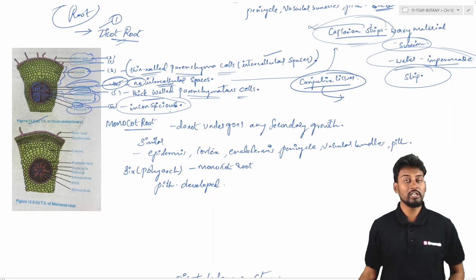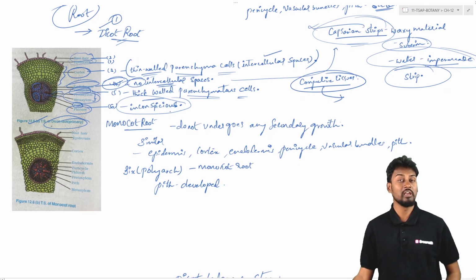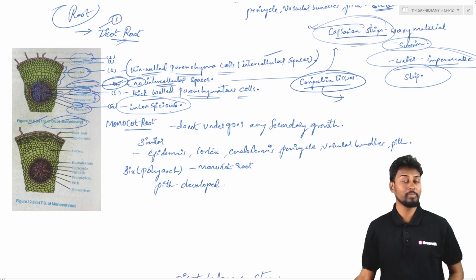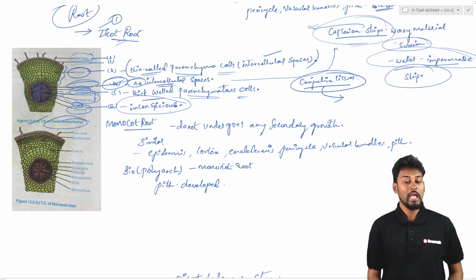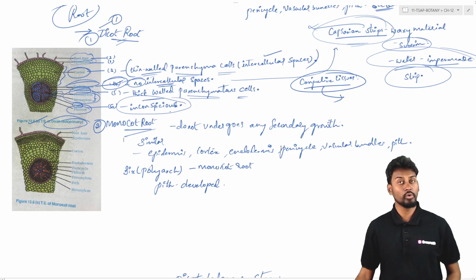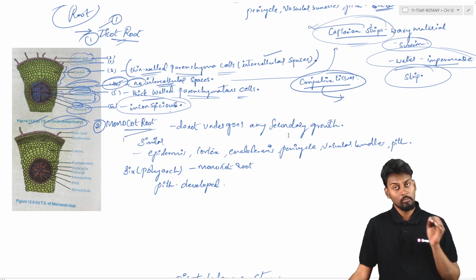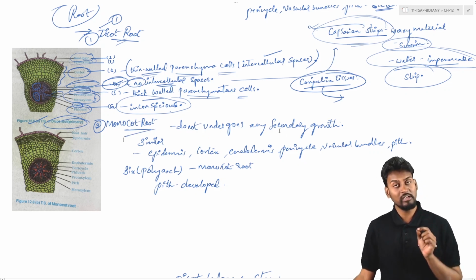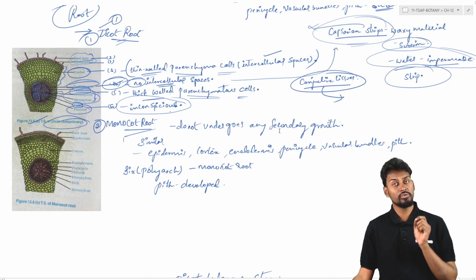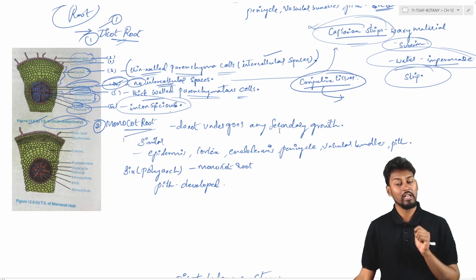So this is about the transverse section of the dicot stem, which is primarily about explaining the primary structure of the dicot root. And coming to the next one, that is the monocot root. The monocot root doesn't show any kind of secondary growth. Monocot roots are generally present in plants which show a very short lifespan, so they don't show any secondary growth.